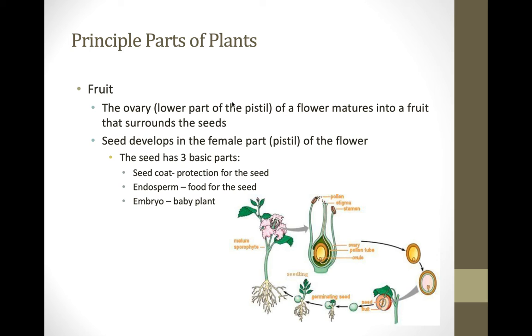So the fruit, the lower part of that pistil, the ovary part, is going to have different parts. It's going to have a seed in the middle. The seed itself is going to have three basic parts. It has the coat. That's what helps to protect it. It's going to have the endosperm, which becomes kind of like the food for the seeds. And then it's going to have a baby plant in it. And that baby plant is going to be an embryo.